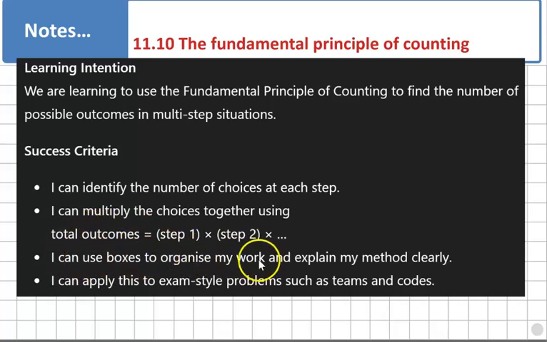I can use boxes to organize my work and explain my method clearly. I can apply this to exam-style problems such as teams and codes.